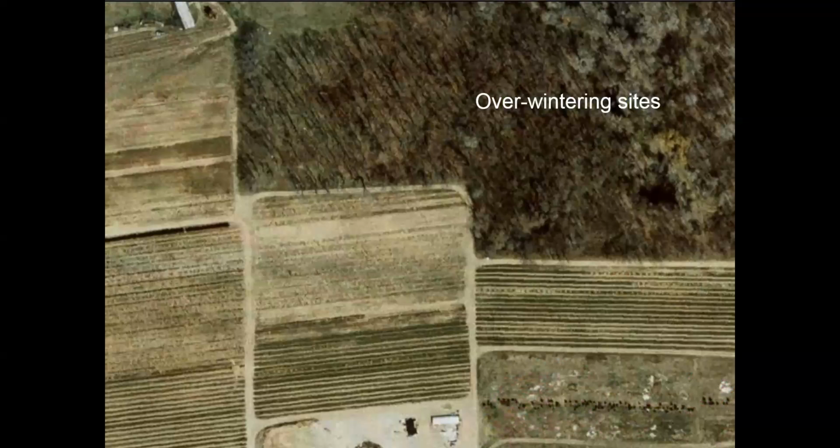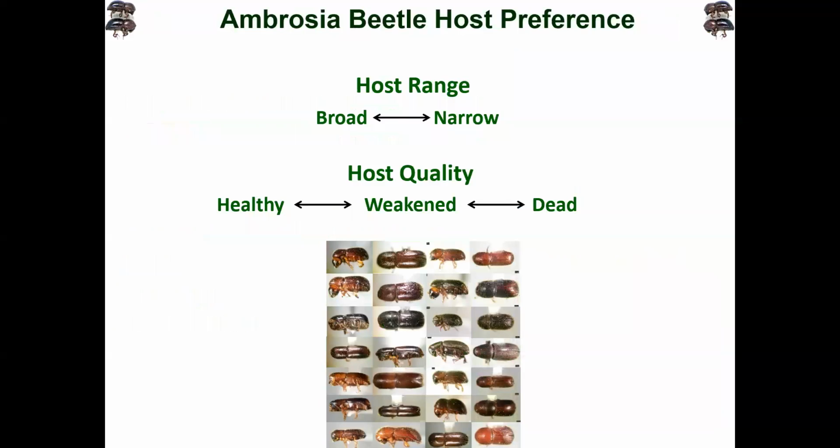So as I mentioned, these two species are overwintering in trees in woodlots. And during the spring months in particular, they're then leaving those woodlots and flying into the landscape. Now, in terms of their preference for trees, ambrosia beetles have essentially, depending on the species, a broad host range or a narrow host range. And they also have a certain preference for host quality, and that can range from a healthy tree to a weakened tree to a dead tree. And so depending on the species, the host range and host quality is going to vary.